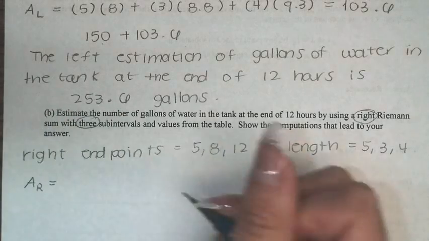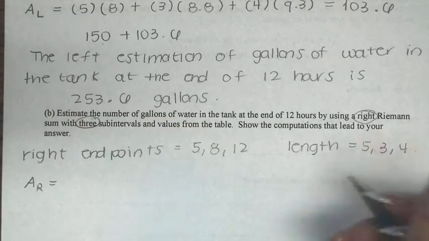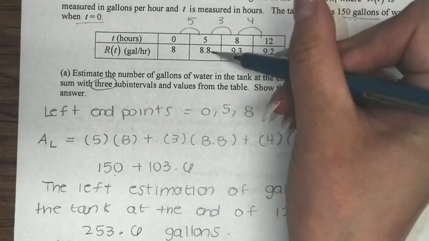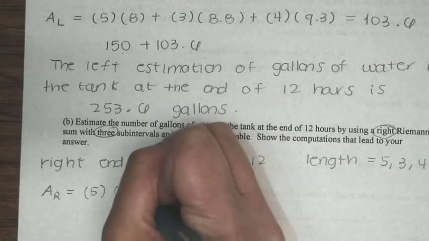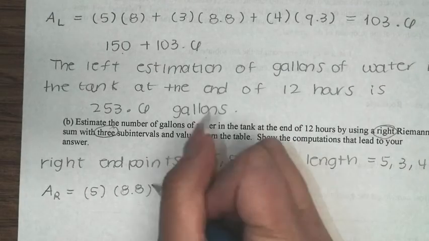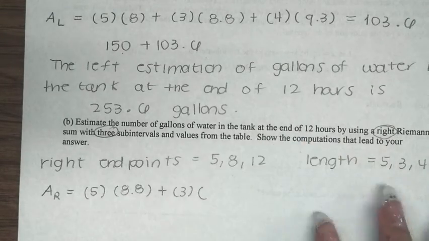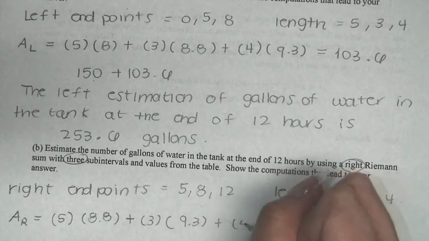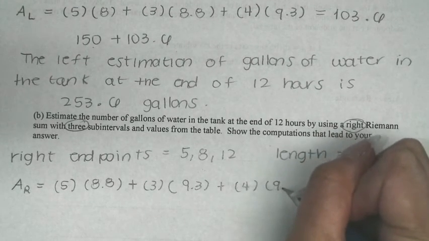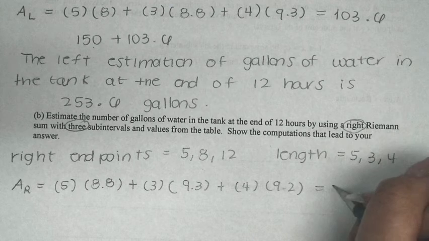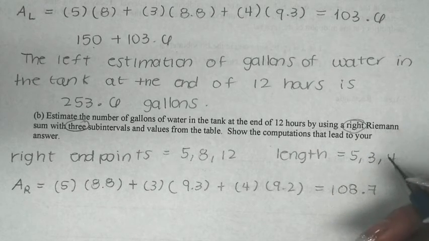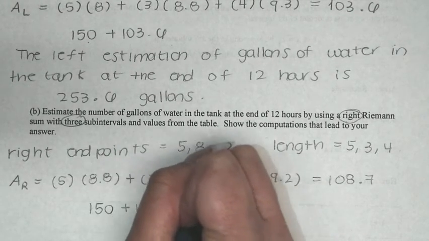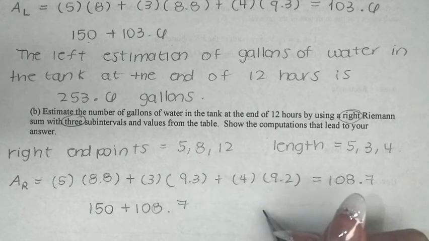Moving on, the same idea. Let's start with 5, that's the base, and the height is going to be, you plug 5 inside your table, and the table gives you 8.8. So that's going to be your height. Similarly, the length of that subinterval is 3, and the output is going to be 9.3. Plus, then we have 4 times 9.2, and then we combine this, and you have that this is 108.7. Similarly, we realize that this is not alone. We have the 150 from time 0, so therefore you have to add this 108.7 to the 150.